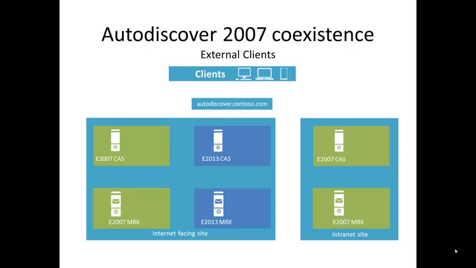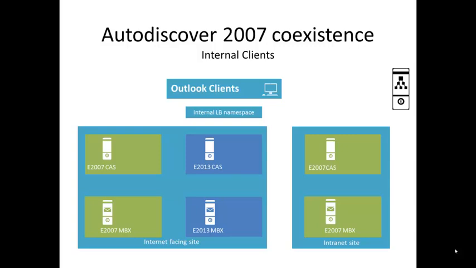Autodiscover for external clients. Right here we have to differentiate between the internal clients and the external clients. The external clients will go to autodiscover.contoso.com, will hit the 2013 client access server, and the Mailbox server for 2013 will handle the actual request, even when the Mailbox is on Exchange 2007. So this one is relatively easy. And the same of course is true when the Mailbox is located in another location.